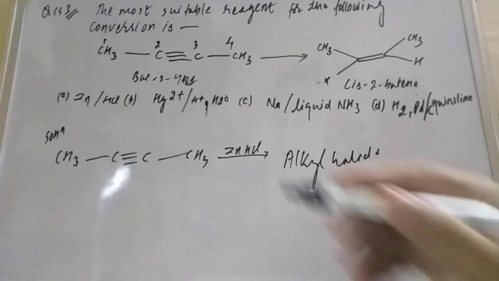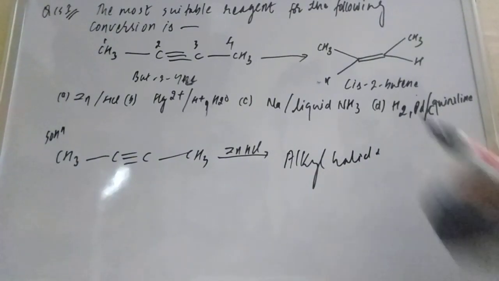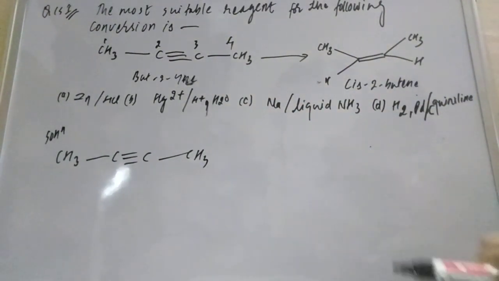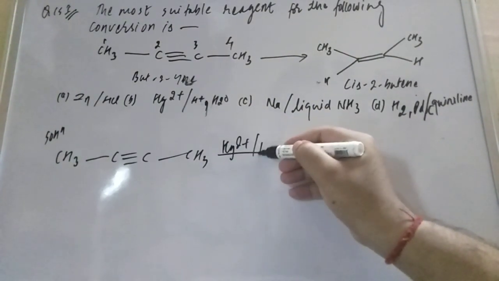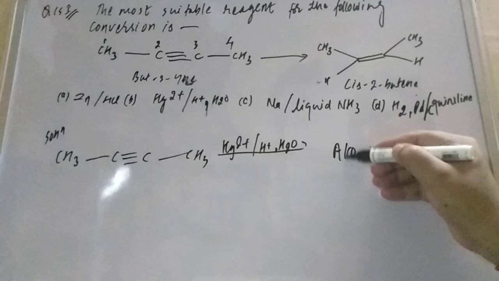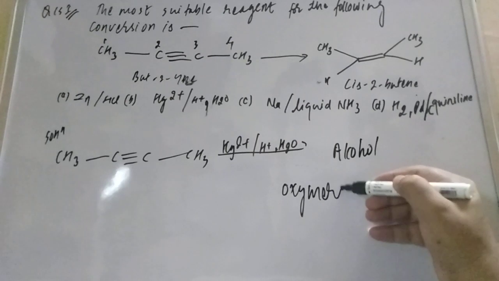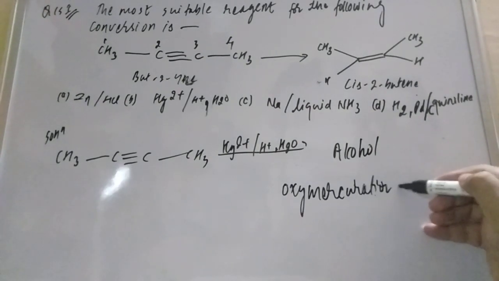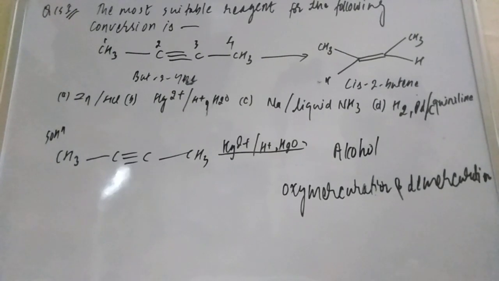Now suppose you remove that and take another option, which is Hg2+, then H+ and water. It will give the alcohol. Student, what is the name of this reaction? Oxymercuration and demercuration. That is correct. So this also cannot be used.